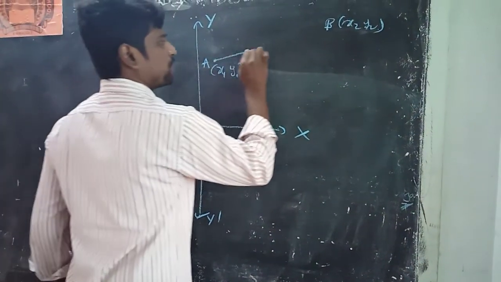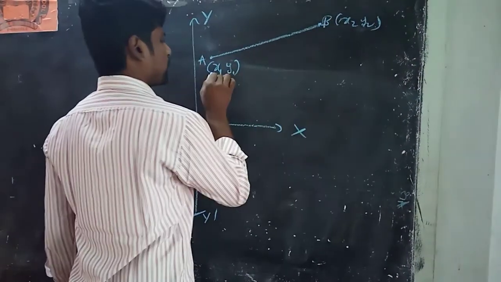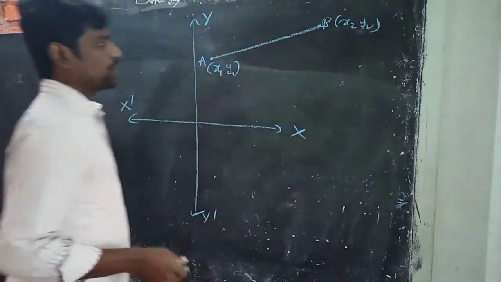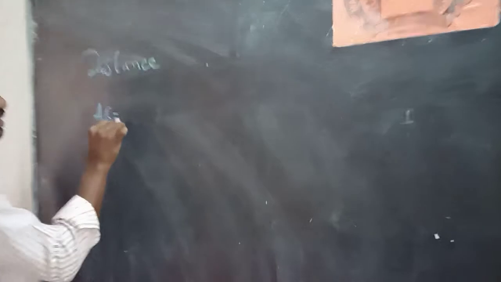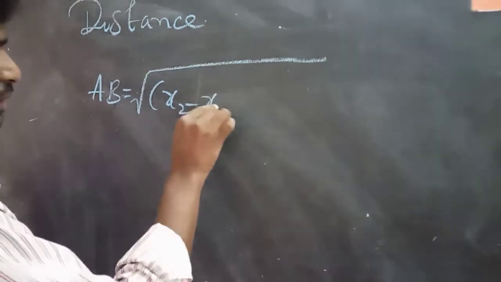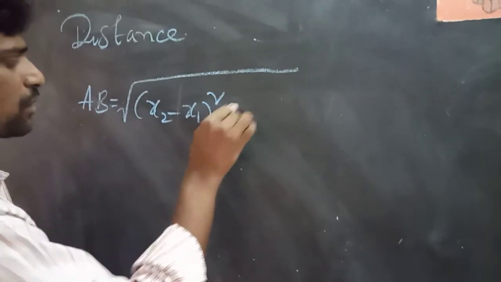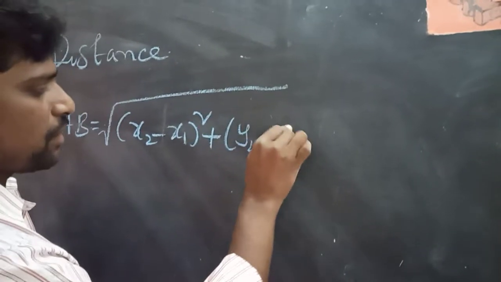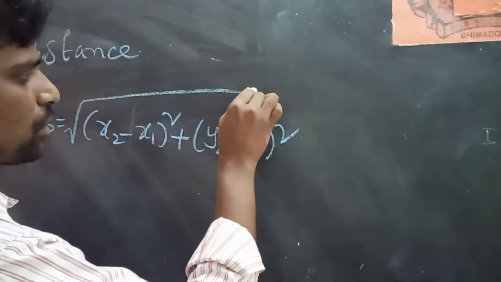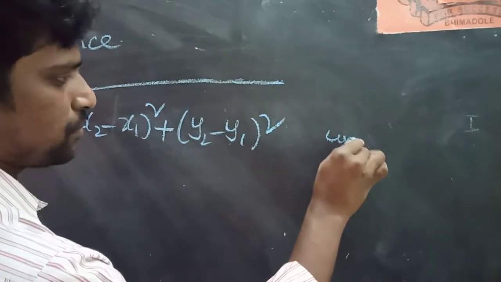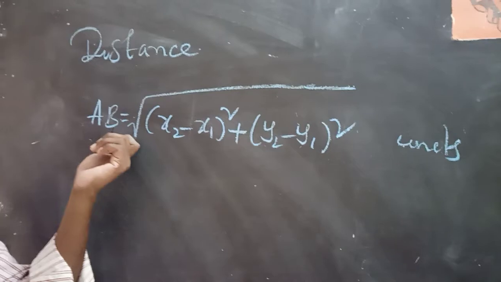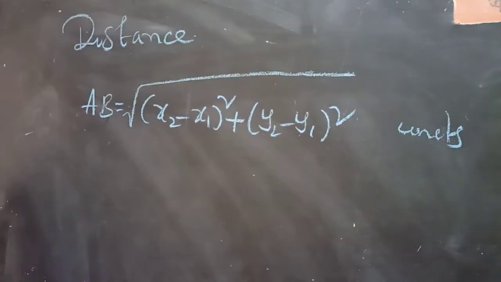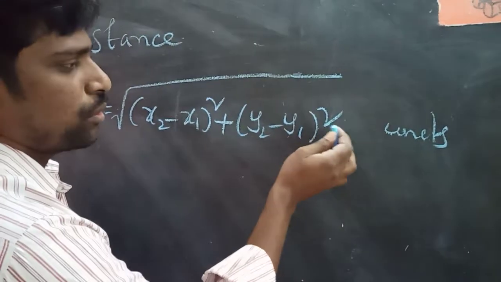The distance between A and B, the coordinates x1, y1 and x2, y2, is AB equal to the square root of (x2 minus x1) whole square plus (y2 minus y1) whole square units. This is the distance between the two points. AB is equal to the square root of (x2 minus x1) whole square plus (y2 minus y1) whole square.